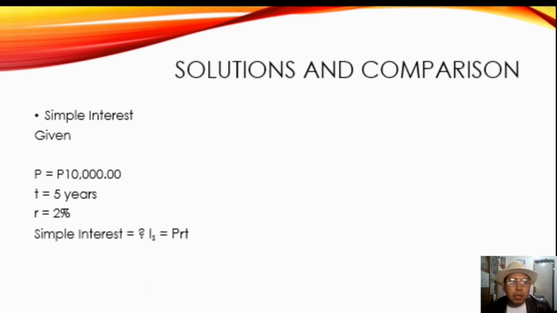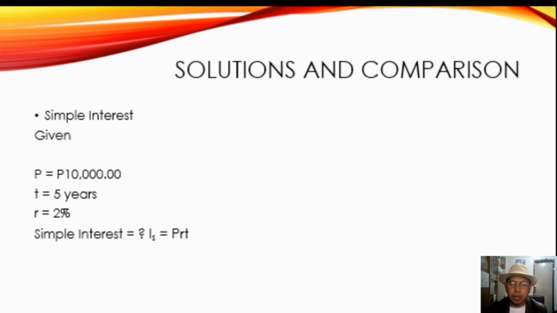2%. So to solve for the simple interest, you have to bear in mind my notation. If I make use of this one, I subscript S, that is, I'm talking of the simple interest. The interest will always be represented by the capital I, but there is the subscript that I'm using here. If I make use of the subscript S, I'm talking of the simple interest. If I make use of the C as my subscript, I'm talking of the compound interest. So what is the simple interest of the given problem?